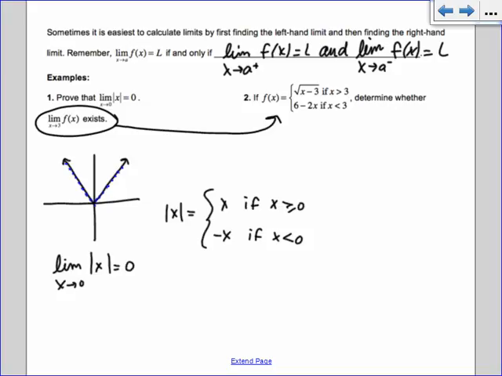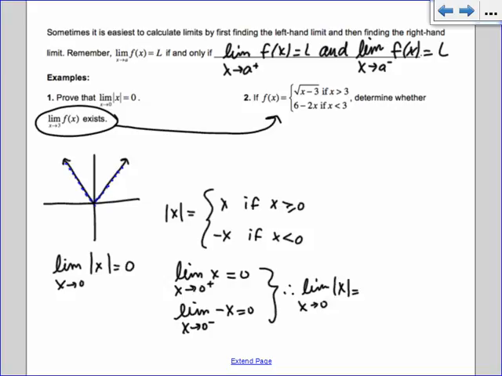So then you could come up with the left-hand and right-hand limits for each of those. So you could say, well, the limit as x goes to 0 from the right of just x is 0. And the limit as x goes to 0 from the left of -x is also 0. Therefore, the limit as x goes to 0 of the absolute value of x is also equal to 0. So see how you can take one piece of it and then the other piece of it and show that they go to the same. Okay, that's a little bit harder.